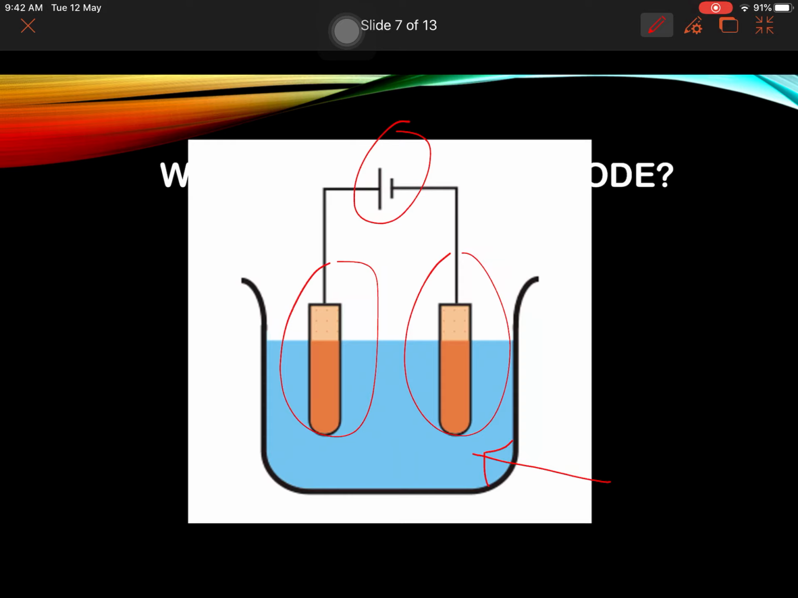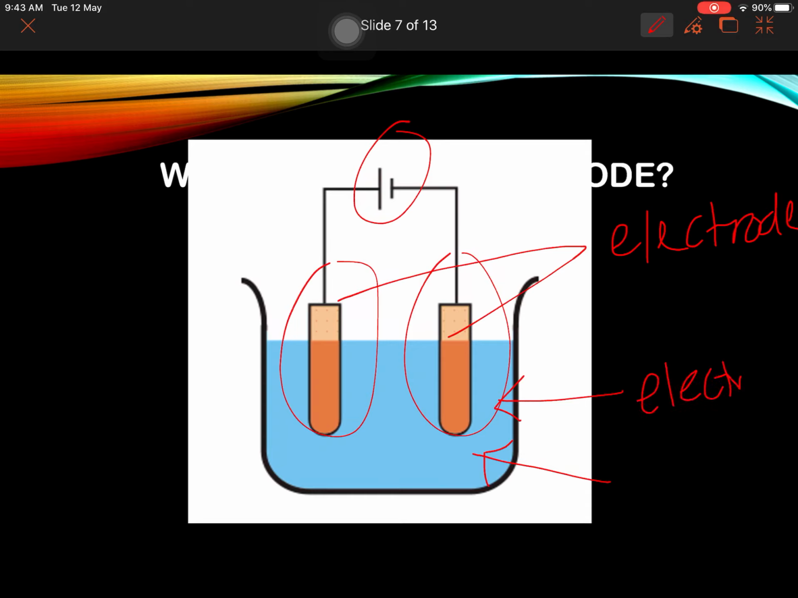So, do you guys know how to identify which one is anode and which one is cathode? Okay, always remember, electrodes and ions are different. So the electrodes, these both 2 are electrodes, and the free moving ions that are contained in the solution are called electrolyte. These two are basically different things. Don't be confused.